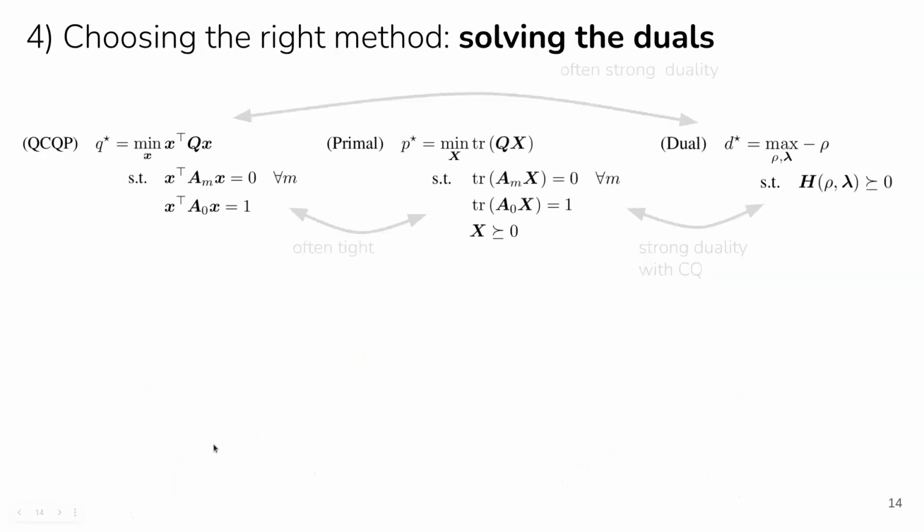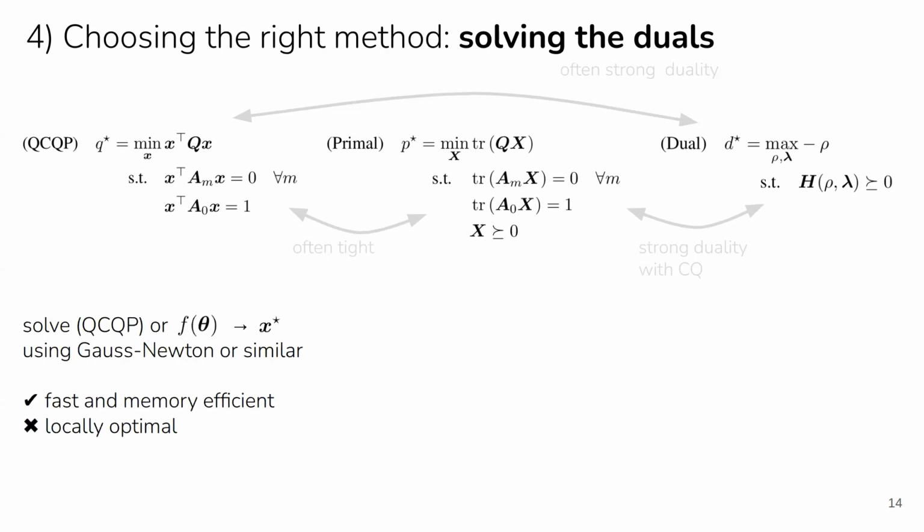And this is the fourth ingredient. So how can we use all these different formulations of the same problem? How can we use these to actually find global optimality? So we know that we could solve the QCQP, but then we will only get a locally optimal solution.